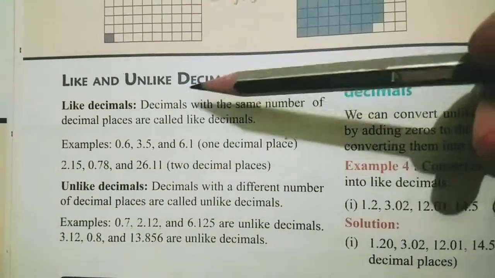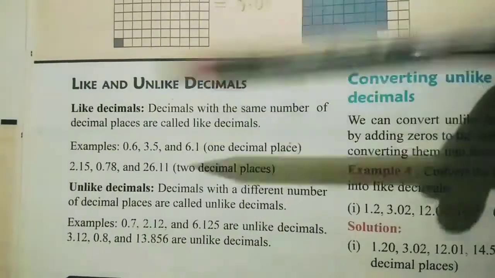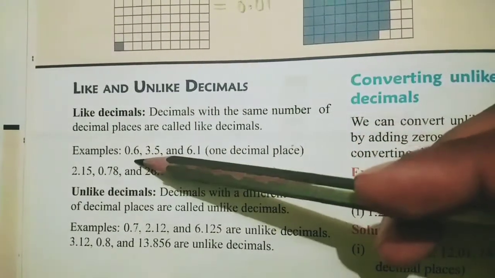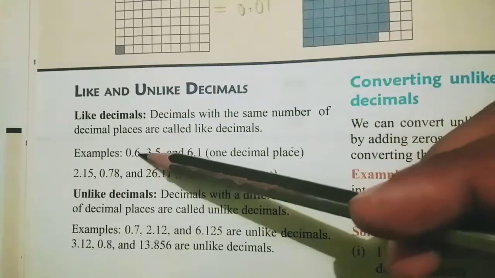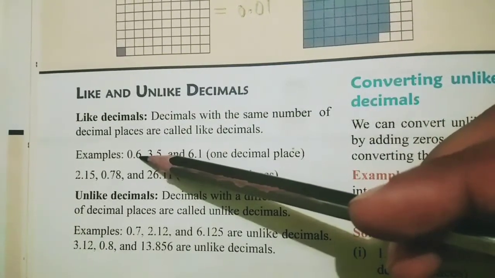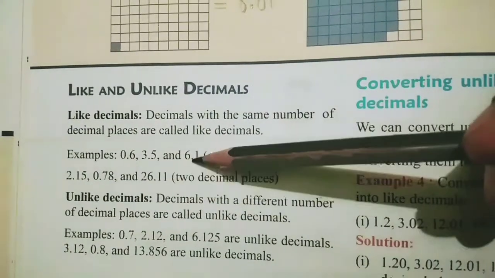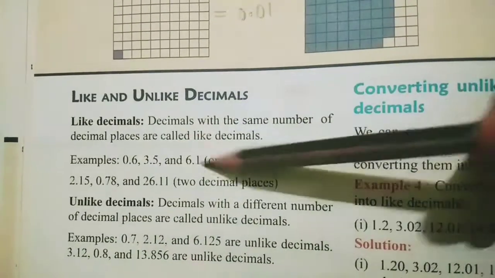Okay, that means after the decimal point, if the number of digits is the same, then it is called like decimals. See here: 0.6, 3.5 and 6.1. So here after the decimal point, how many decimal places are there? How many digits are there? One digit. Here also after the decimal point, one digit is there. So one decimal place. So they are like decimals.